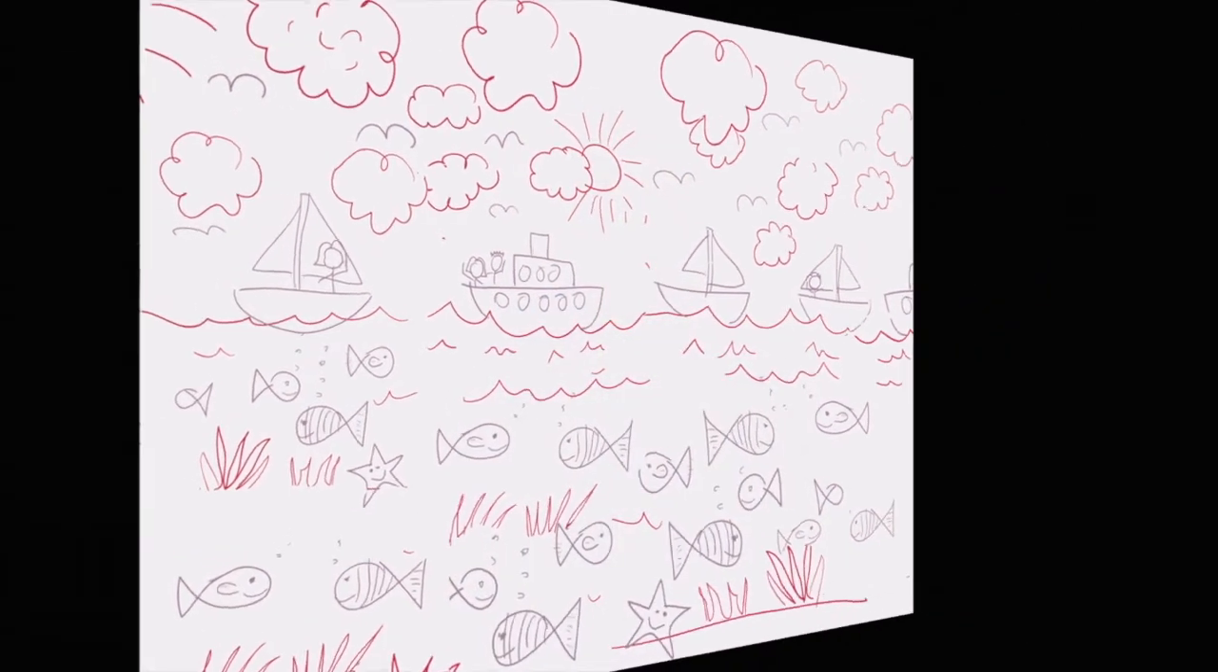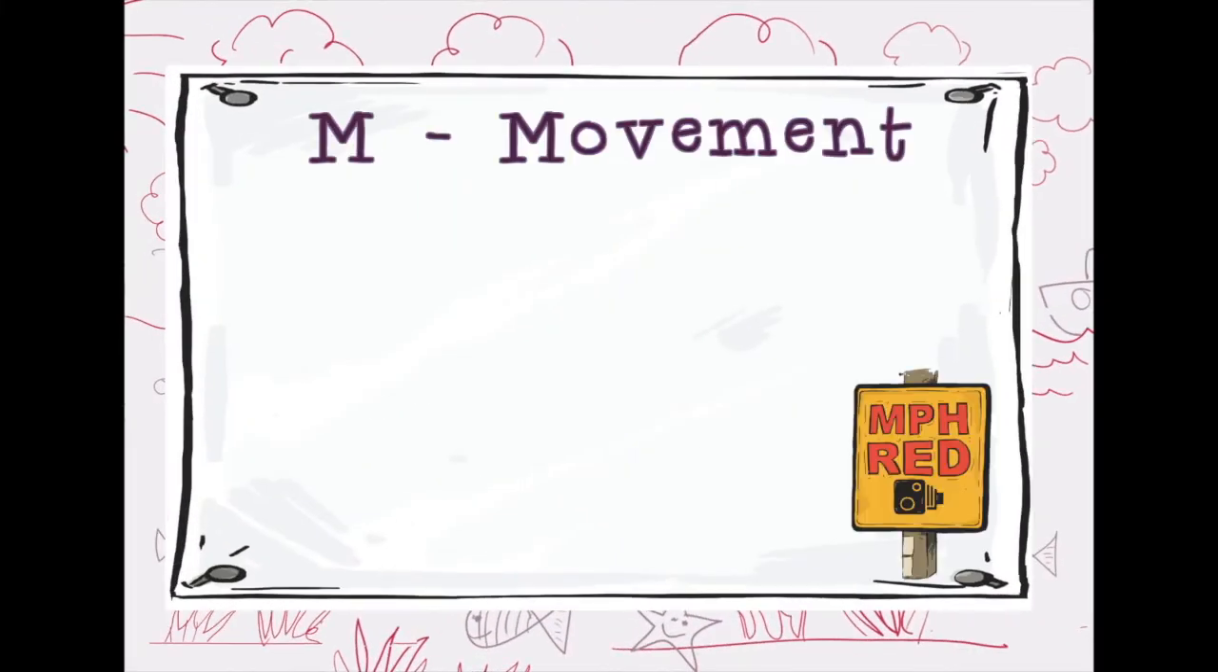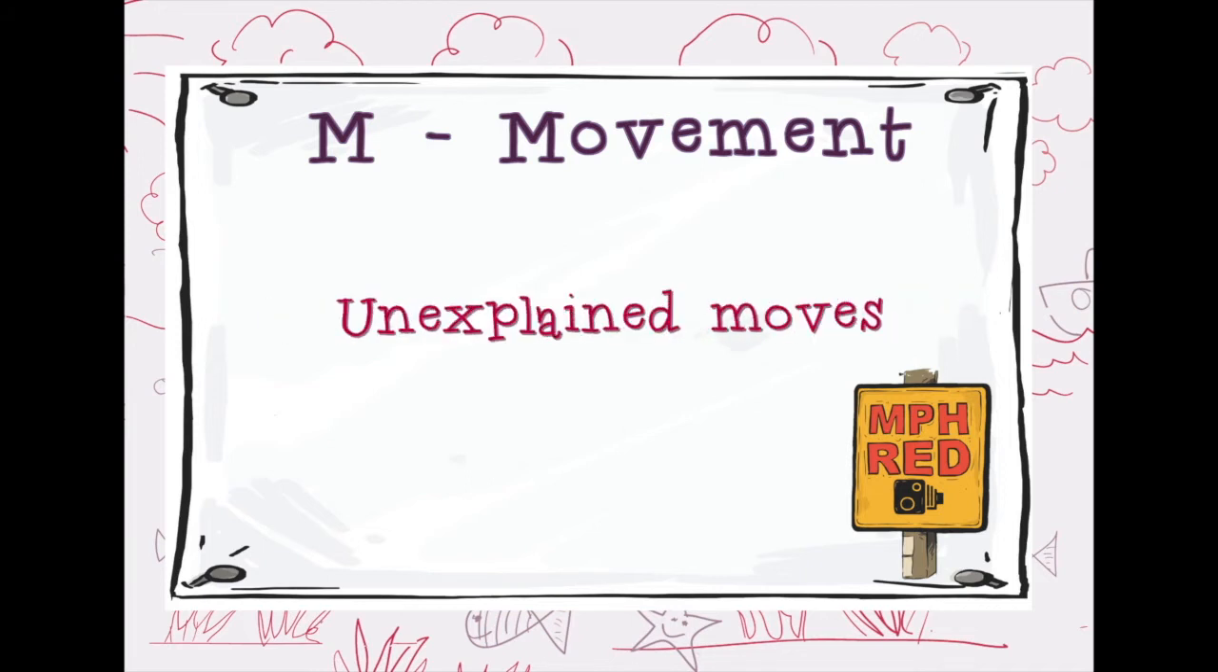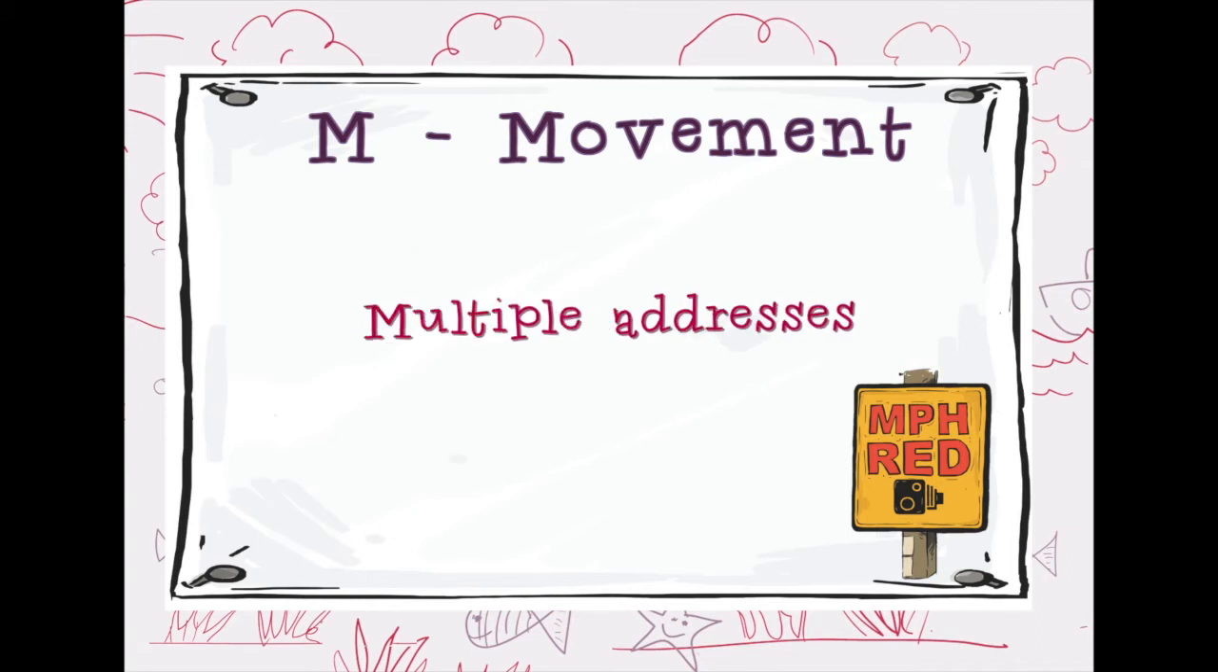Now that Diana has explained the rationale behind the mnemonic miles per hour red, let's look at each of the indicators in greater detail. M for movement. Are there indicators that they entered the country illegally, that they work in various locations? Do they have a history of missing links or unexplained moves? Are they registered at multiple or hot addresses where there's been suspect criminal activity? And do they claim to be here on holiday or visiting friends in the area?